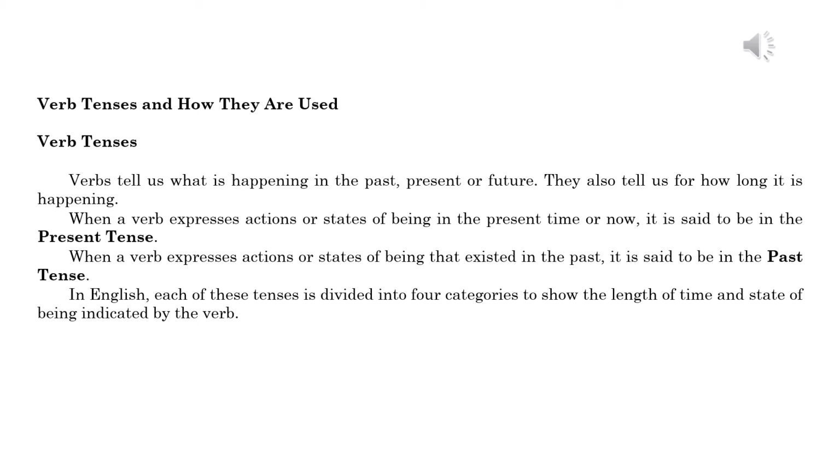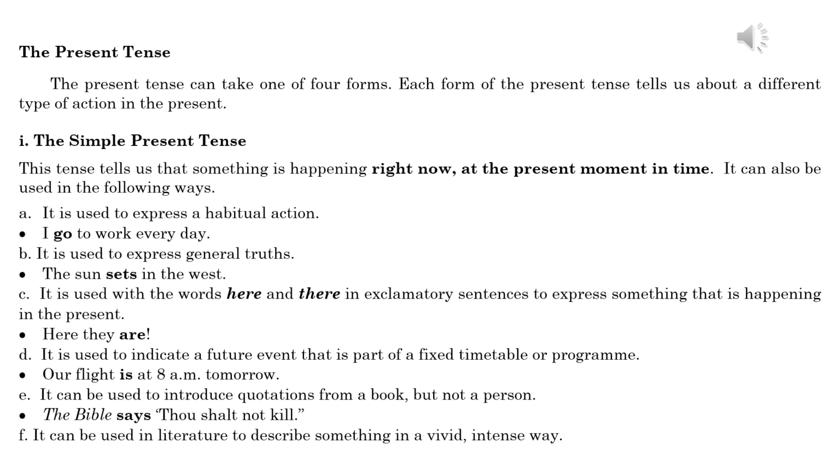In English, each of these tenses is divided into 4 categories to show the length of time and state of being indicated by the verb. The present tense. The present tense can take one of 4 forms. Each form of the present tense tells us about a different type of action in the present.